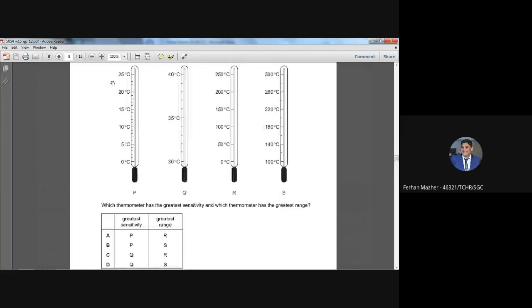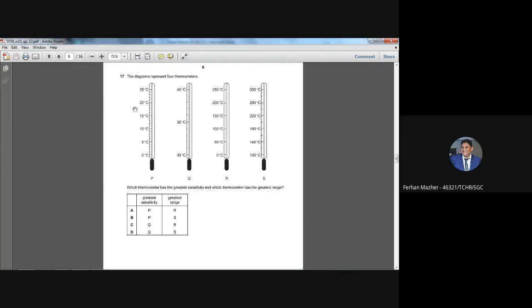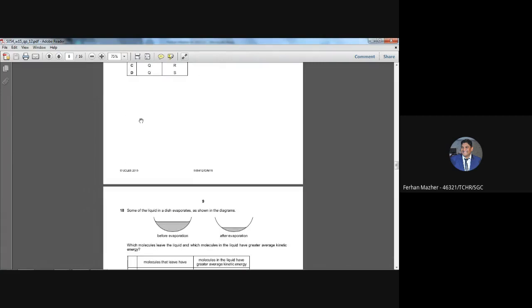Now you see, okay. Greatest sensitivity, Q has the greatest sensitivity, and the greatest range, R has the greatest. So C is the option for question number 17. C is the option. I hope I have made my point clear.